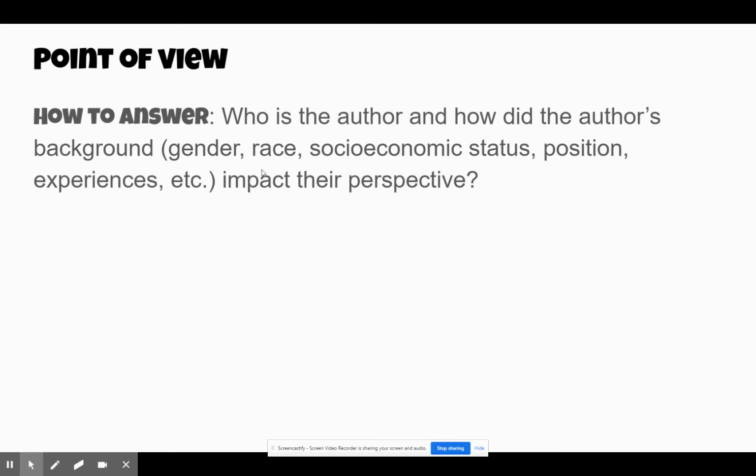For example, let's take a look at gender. If a woman is the author of an account, and it's prior to 1800, that gender is going to matter. It may be that a woman is writing about voting, so a woman who can't vote is writing about voting. That's impactful, and you need to identify that.